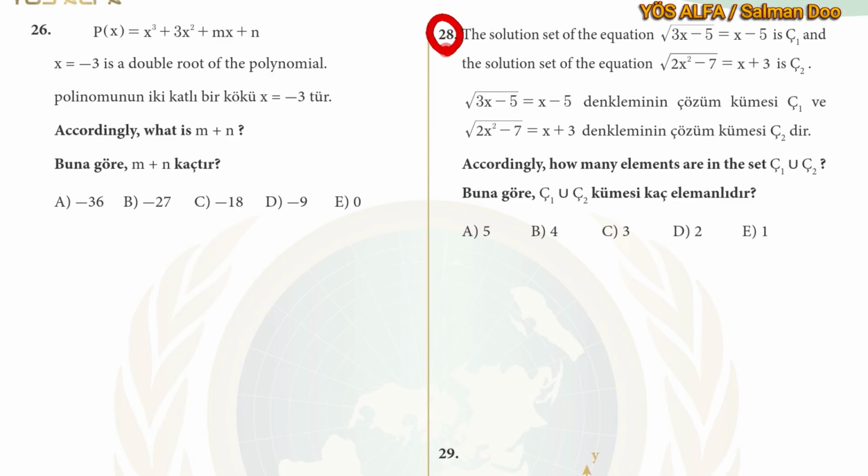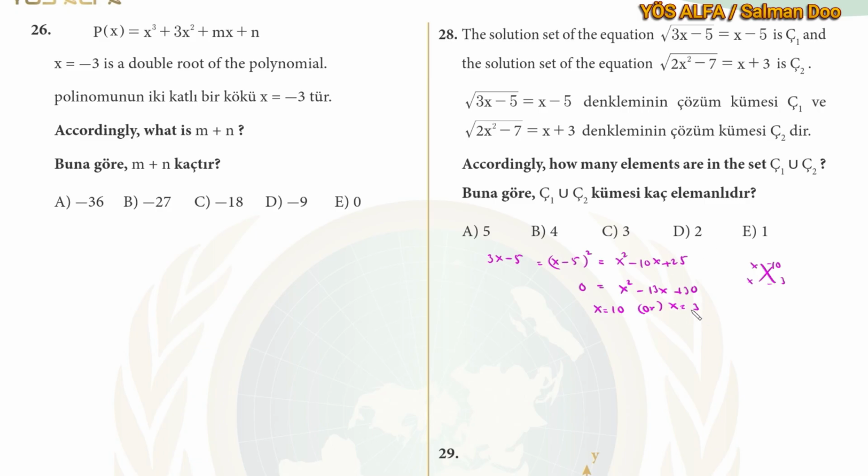Number 28. The solution set of the equation is C1. The solution set of another equation is C2. We're asked to find the elements of C1 union C2. So let's start from the first equation. By squaring both sides of the first equation, we have 3x minus 5 is equal to x minus 5 the whole square, which is then equal to x squared plus 25 minus 10x. Let's simplify this. X squared minus 13x plus 30 is equal to 0. From here we have x values as x is equal to 10 or x is equal to 3.